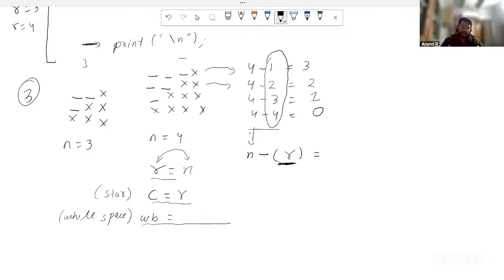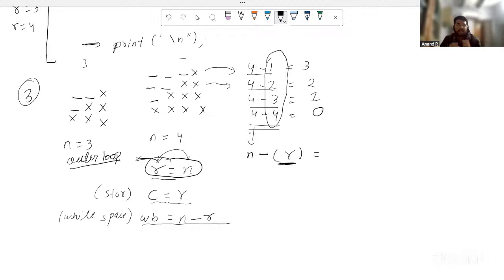Ankita and Rudra, is this part clear to you? N minus r will give you the white space because it's first row, so 4 minus 1, second row 4 minus 2, third row 4 minus 3, fourth row 4 minus 4. Now, can I say that r is equal to 1 to n is for the outer loop? Correct?